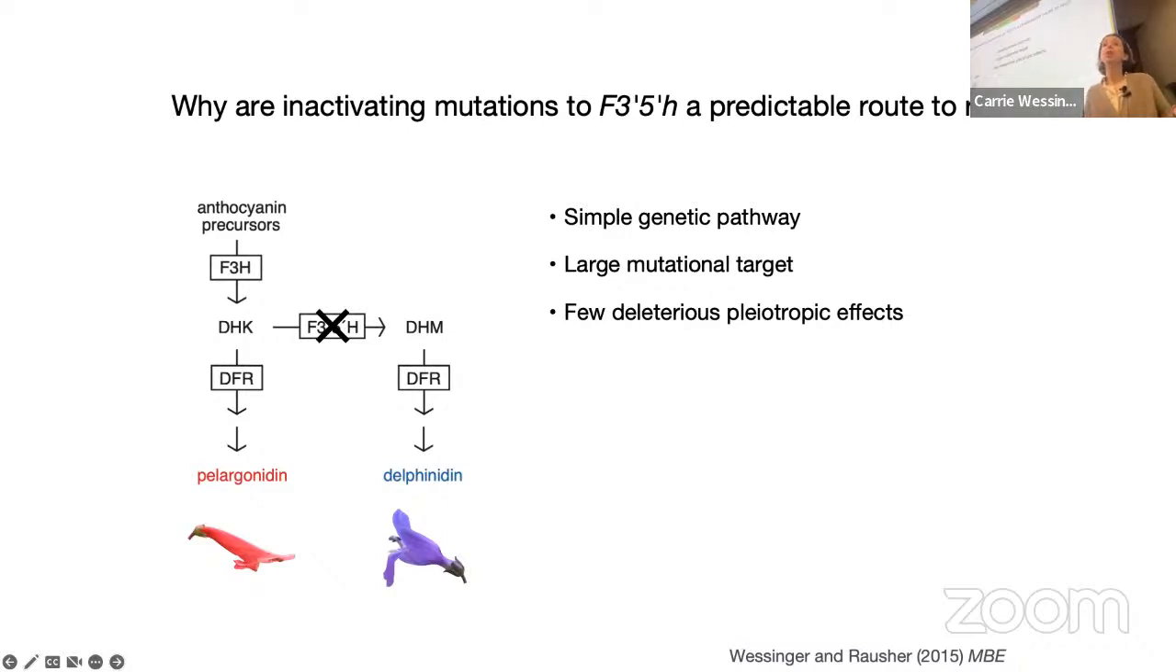Okay, so why are coding mutations to this gene such a predictable outcome? Well, we know there's a large mutational target size for loss of function because there's many ways to break a gene. And also, mutations to this gene don't disrupt the production of other flavonoid compounds that are important for plant fitness, compared to other ways you could mess with this pathway to get a shift to red flowers.